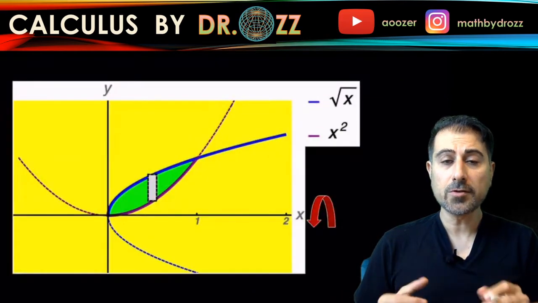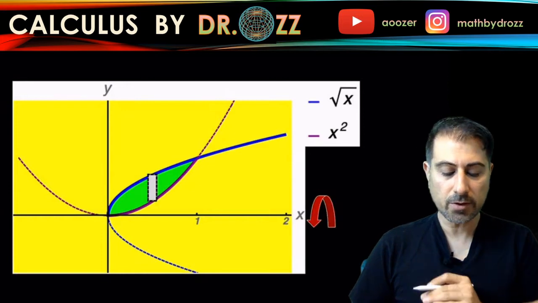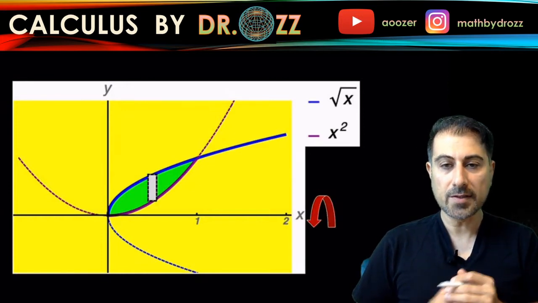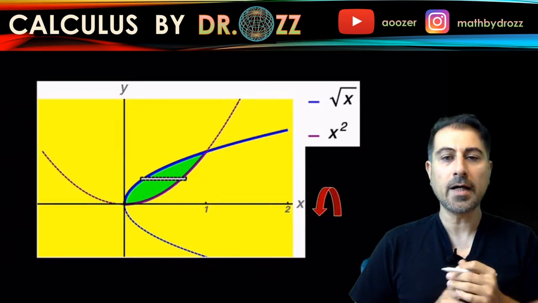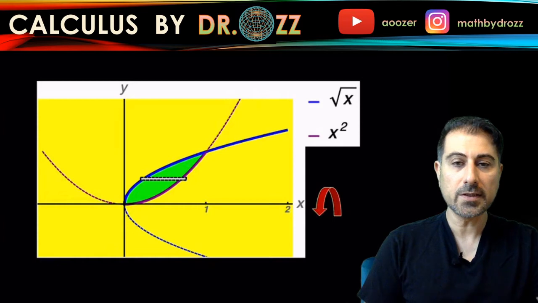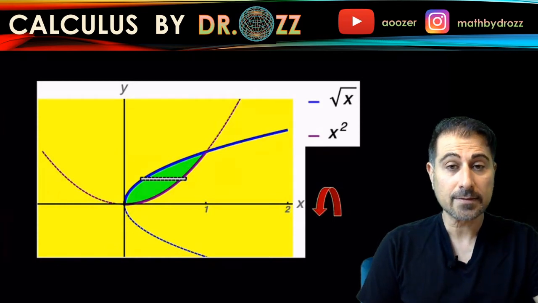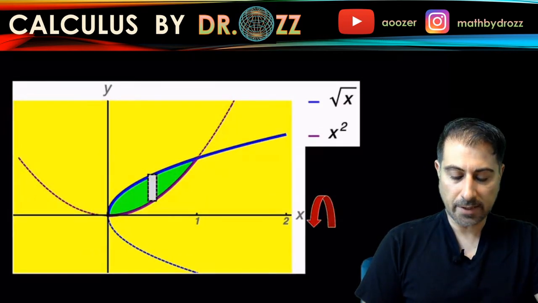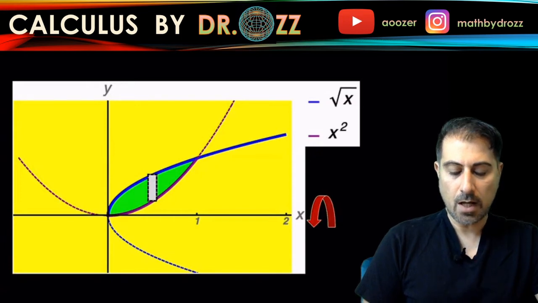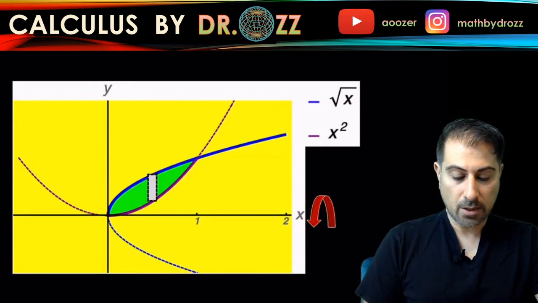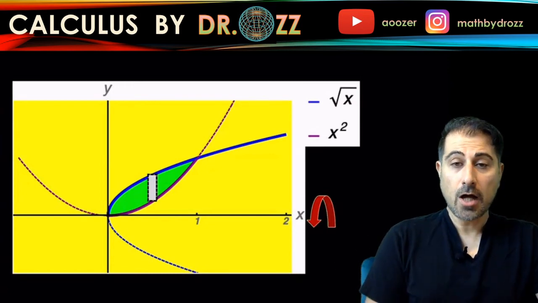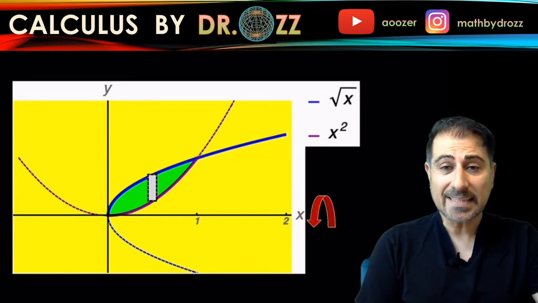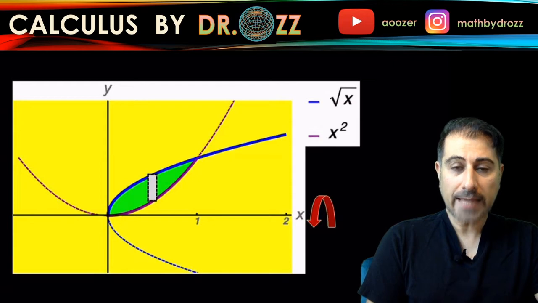And since we're going to use both disk and shell methods, I also copied the same picture with a horizontal type slice. And in the first one, you can see that you have a vertical type slice. Okay. So one quick observation: if you're going to use the disk or washer method here, that means you're taking a slice perpendicular to the axis of revolution.